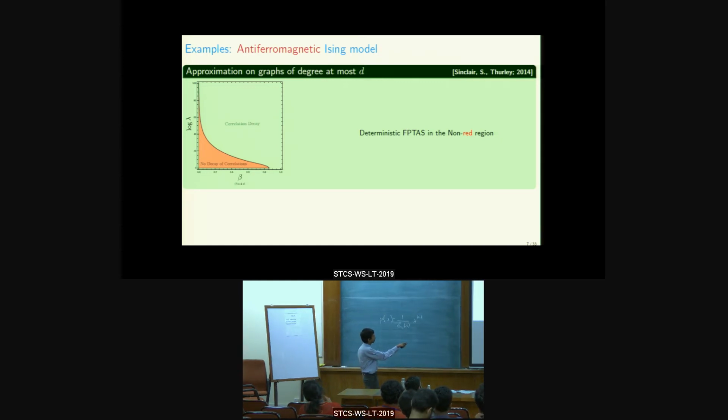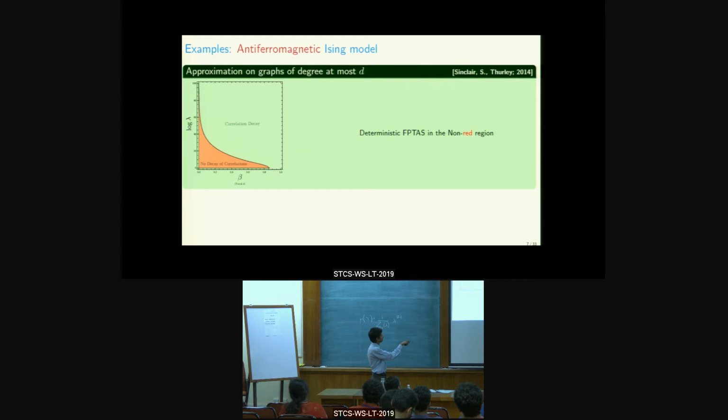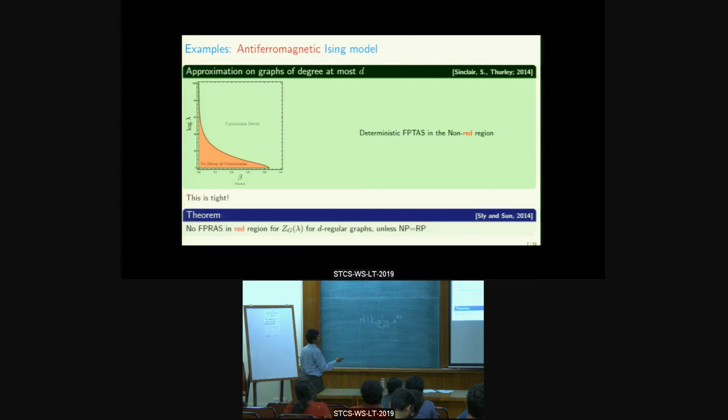I'll just call one side of this curve the correlation decay region. The other side has a no decay of correlations region. One can show that everywhere in the non-red region, there is an FPTAS. In this correlation decay region, which I'll say where it comes from, there is an FPTAS, and this is in fact tight.